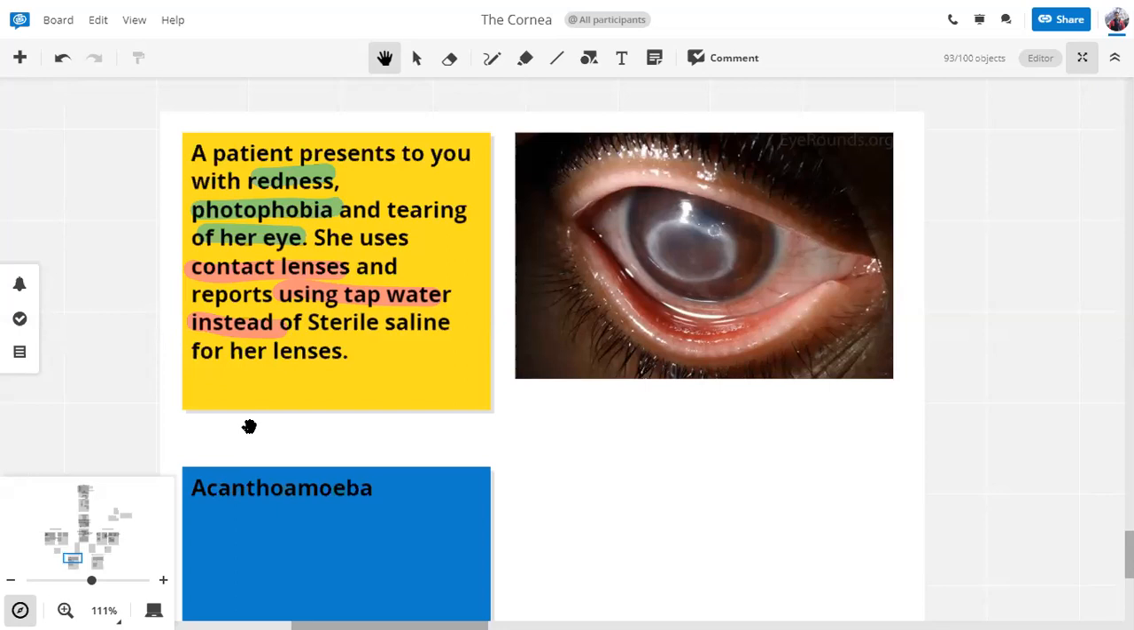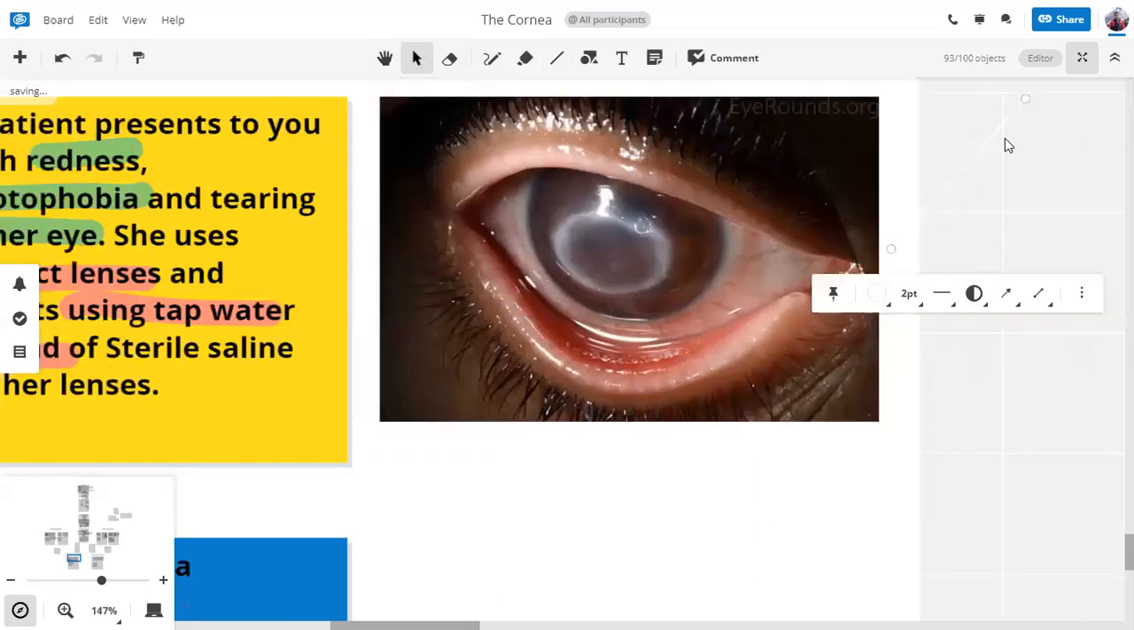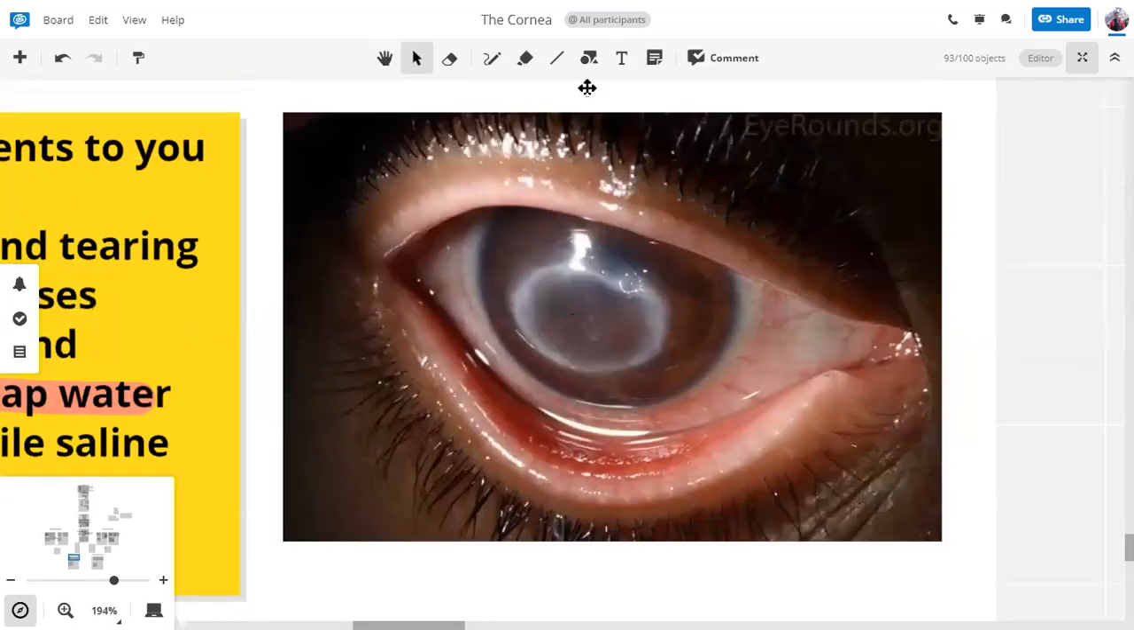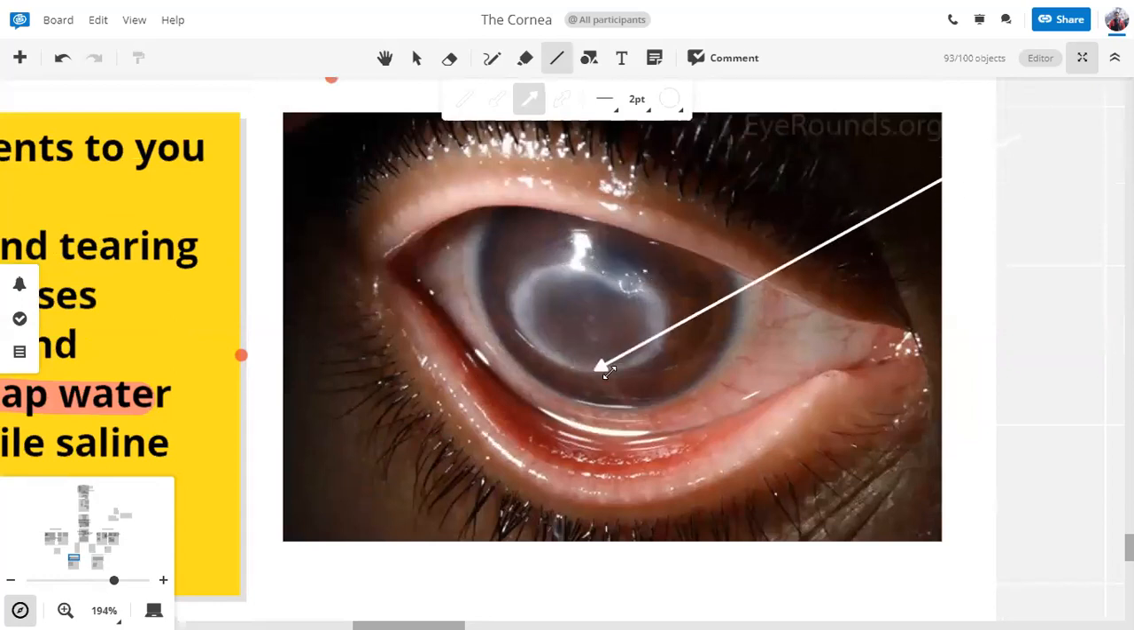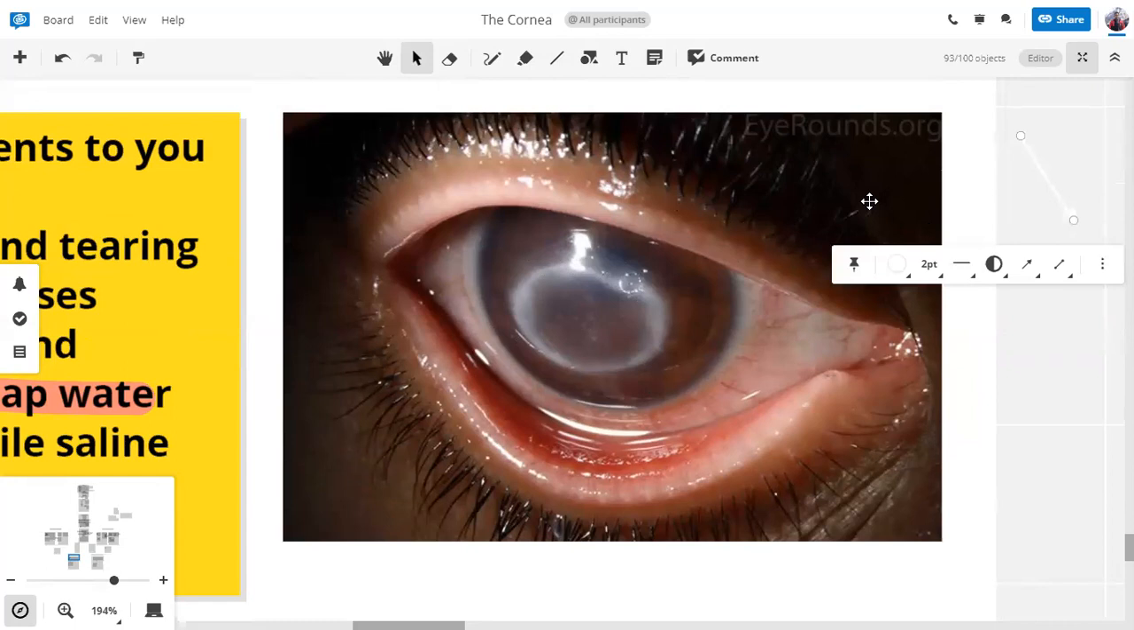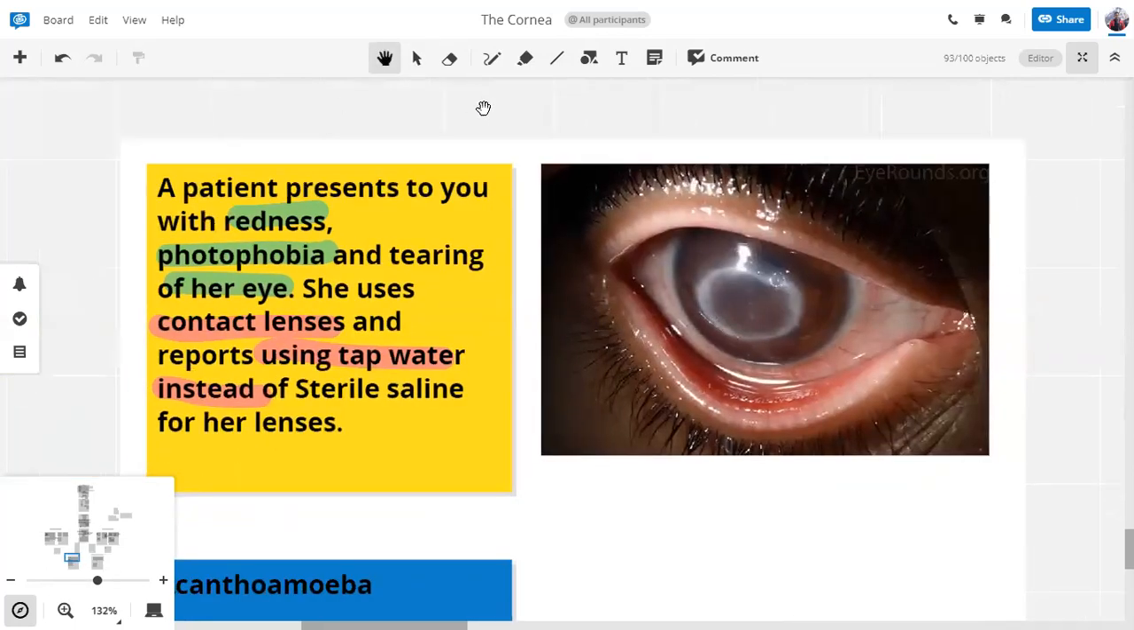Okay, there is nothing else important other than these things. Contact lens users who use tap water. Examination won't be asked, but there's a ring of infiltrate in the cornea. Usually Acanthamoeba presents as a keratitis, not as a corneal ulcer. And in the keratitis, it won't stain with sodium fluorescein, but you will see a ring. Can you see this ring around the cornea? These are the margins of the ring. There's a ring of opacity, and the center is somewhat clear. This is what you will see in Acanthamoeba keratitis, but again, remember this: contact lens users who use tap water.